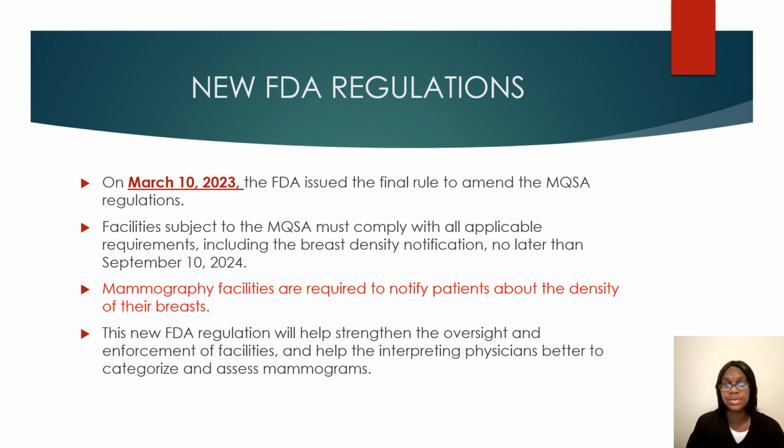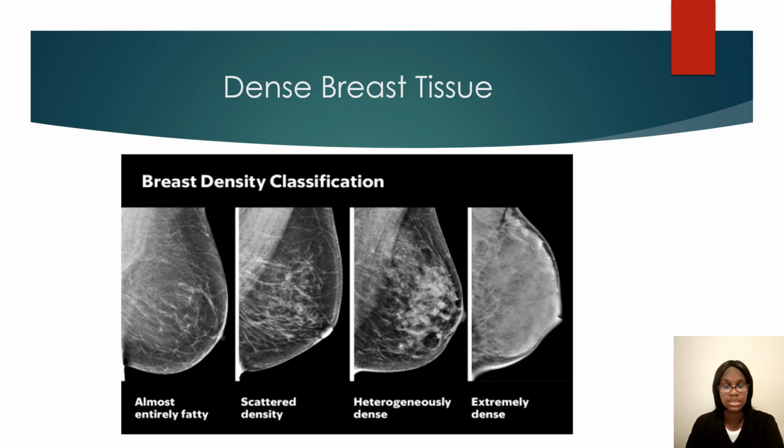There are new FDA regulations. This came about on March 10, 2023, where the FDA issued the final rule to amend the MQSA regulation. So pretty much on September 10, 2024, all facilities were required to notify patients about the density of their breast tissue. This is 2025 when I'm making this. So last year in September of 2024, every facility had to make sure that they were notifying the patient, especially on the report, about what type of breast density tissue they have, whether it's fatty, whether it's extremely dense. They had to notify everyone.